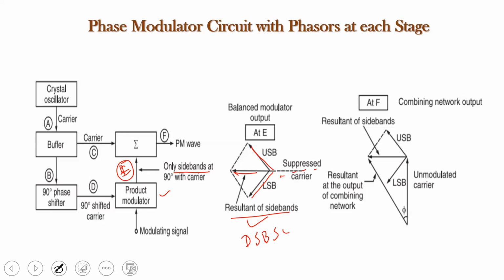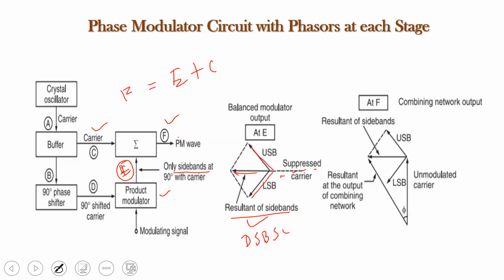Now, let's move on to this point F. What happens at point F? The two sidebands that are generated at E will be added with the carrier that is available at this point C. So E and C are added together and produced at the output of the summer, which we have represented as F. So at F, E will be added with C.